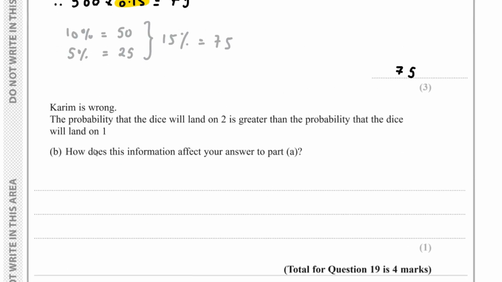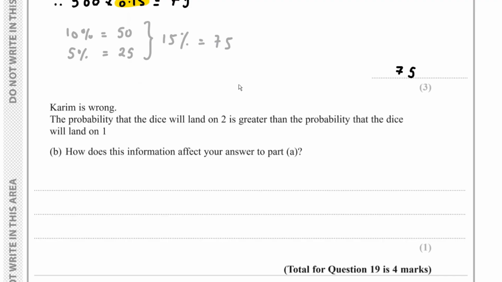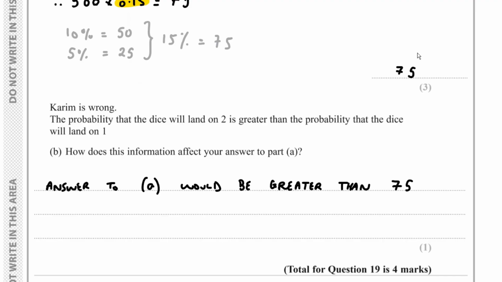Kareem is wrong. The probability that the dice will land on a 2 is greater than the probability that the dice will land on a 1. How does this information affect your answer to part B? Well, if this probability is greater, that means the answer to part A would be greater than 75.